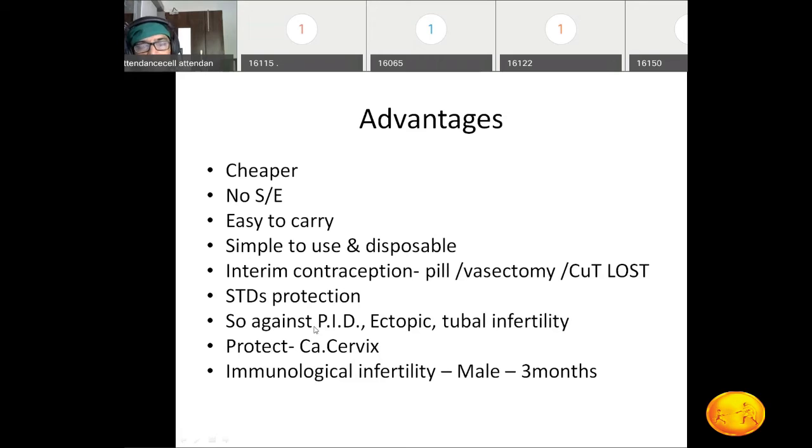STD protection, protects against PID, ectopic pregnancy, tubal infertility, protection against CA cervix, and immunological infertility. Immunological infertility means there are certain antibodies, especially against the sperms. This is one of the rare causes of infertility where antibodies have been produced against the sperm, and so there is no pregnancy. For such a couple, we advise using a condom for at least 3 months and then testing again.